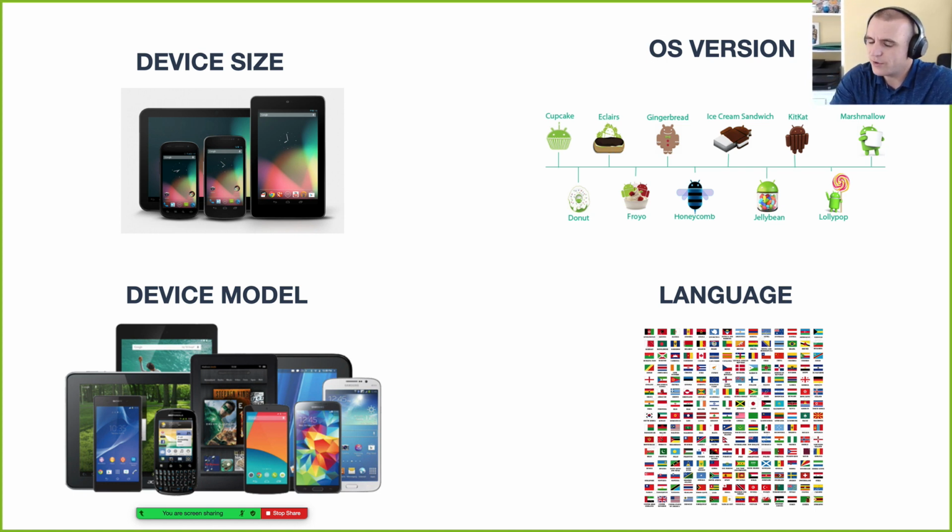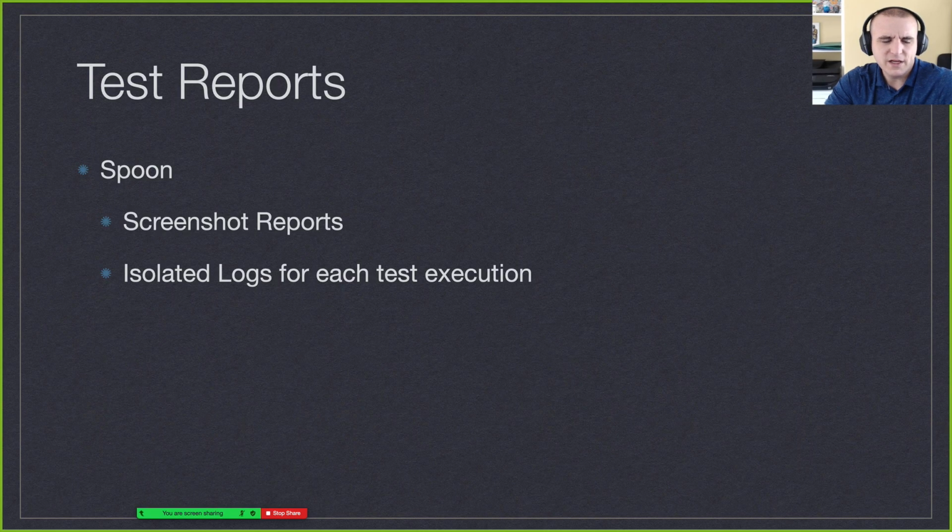Plus, if you support internationalization, which everybody should, then you can see what your app looks like in Spanish, in French, in Hindi, in whatever other language you want to see it in. So being able to see those test reports is super helpful, and we've used Spoon.